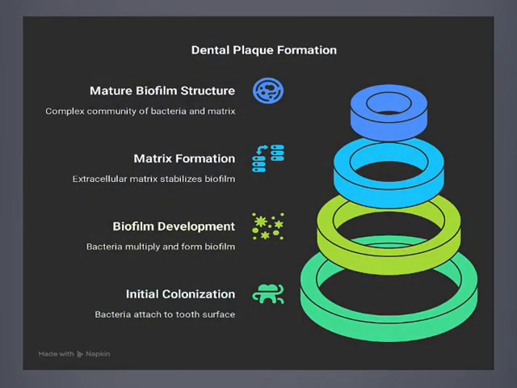Dental plaque forms through a stepwise process. First, bacteria attach to the tooth surface. Then, they multiply and form a biofilm, producing an extracellular matrix that stabilizes this community. Eventually, a mature biofilm develops, creating a complex bacterial ecosystem firmly attached to the tooth. This process is key to understanding plaque's role in oral disease.